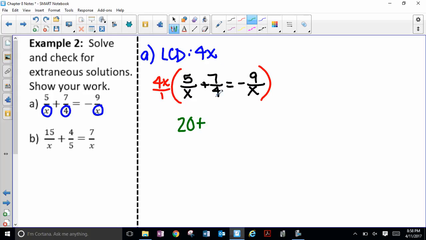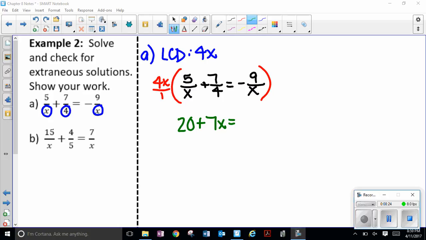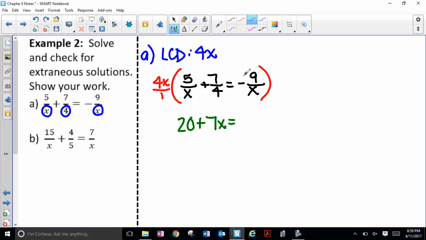Okay, now when I do the 7/4 times 4x, the 4's cancel diagonally, and I'm left with 7 and x. So you write 7x. Bring down your equal sign. Now, so negative 9x times 4x, the x cancels. So you're left with 4 times negative 9. They're both on top of the fraction, so you multiply those across. So then that would be equals negative 36.